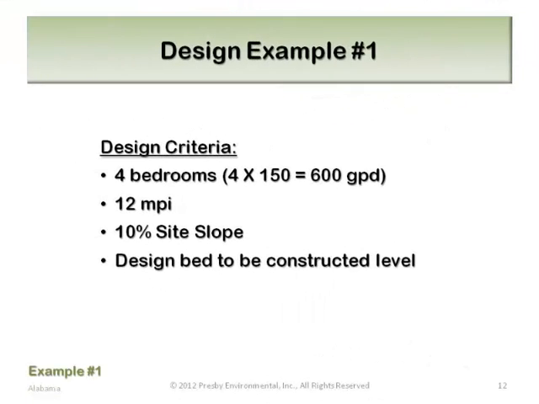Let's work through a design example for a daily design flow for 4 bedrooms, which is 600 gallons per day. The soil has a perk rate of 12 minutes per inch. The site or terrain slopes 10%, but we want to construct our field level because the owner wants a flat backyard.